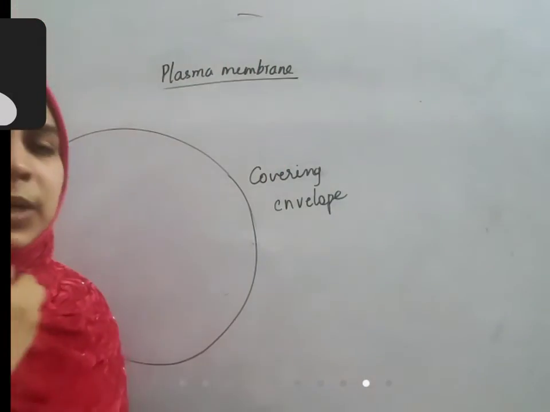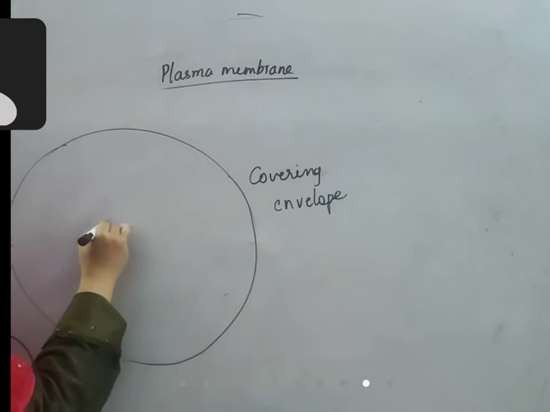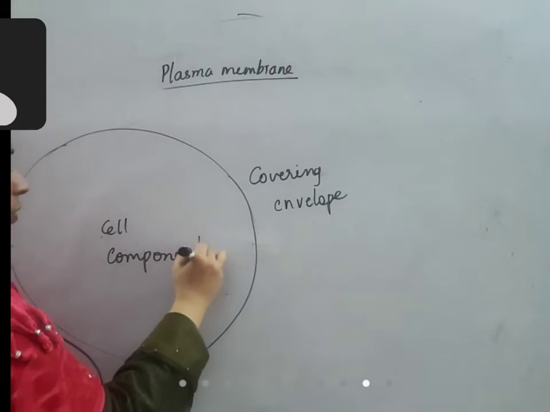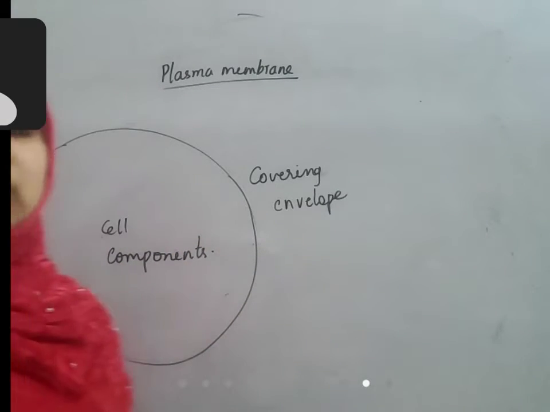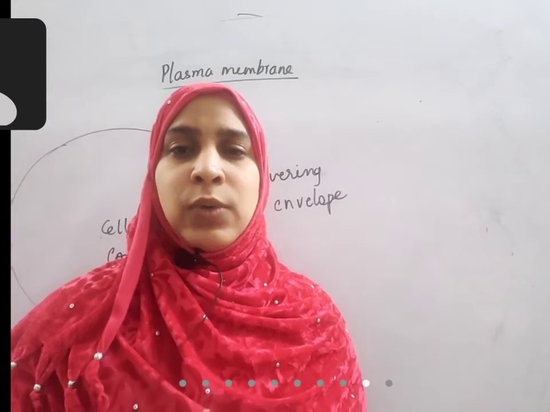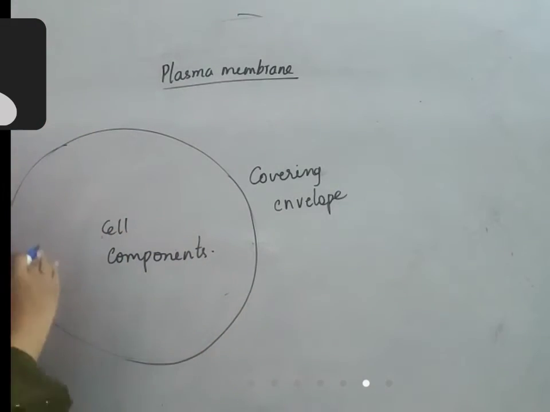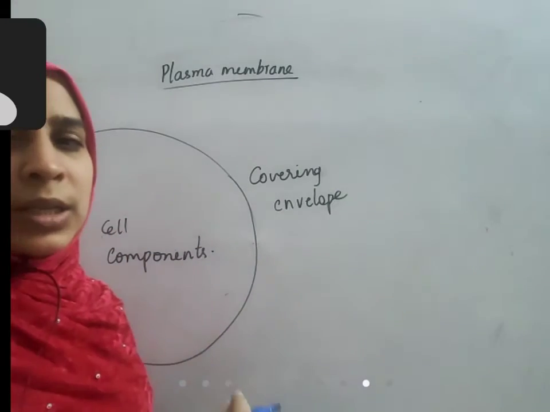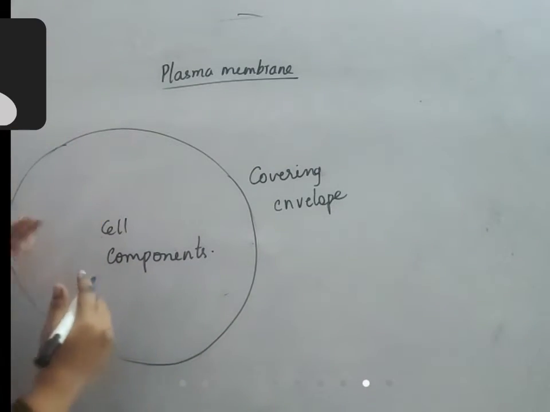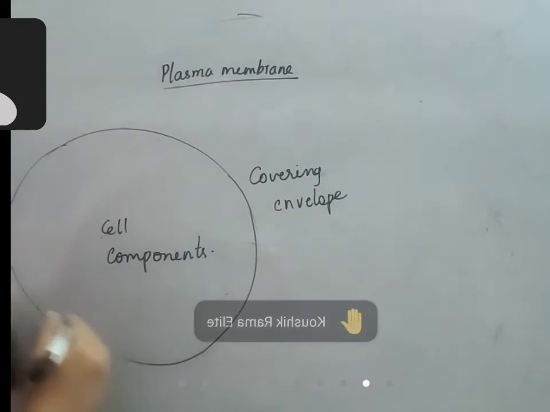So plasma membrane is a structure which acts as a covering envelope around the cell components, the components that are present inside the cell. Yesterday we already discussed how it allows the cell contents to compartmentalize from other cells. I discussed this with the example of your school: how each section is separated from other sections because of the presence of walls. Same like that. So let us first observe the structure of this plasma membrane.